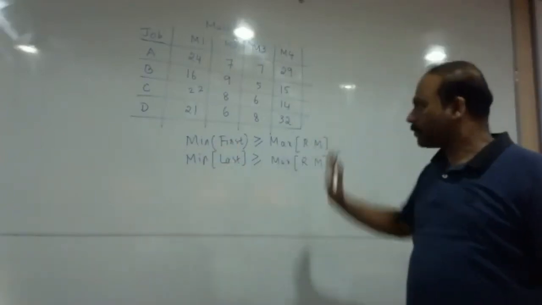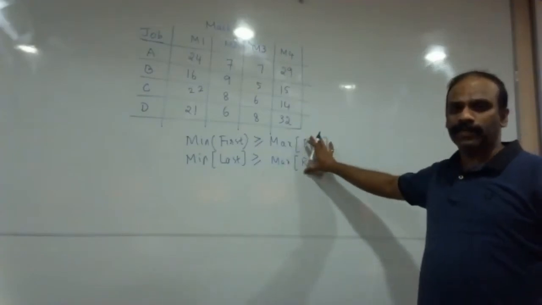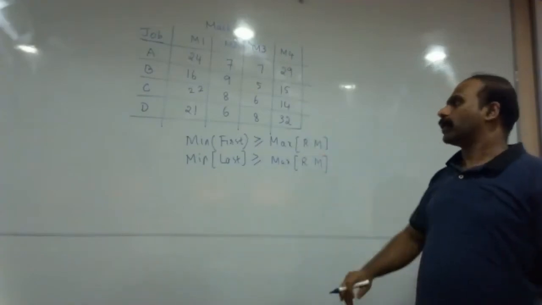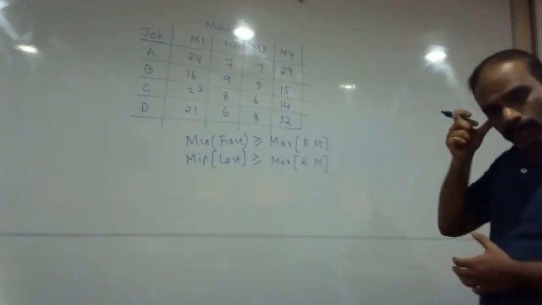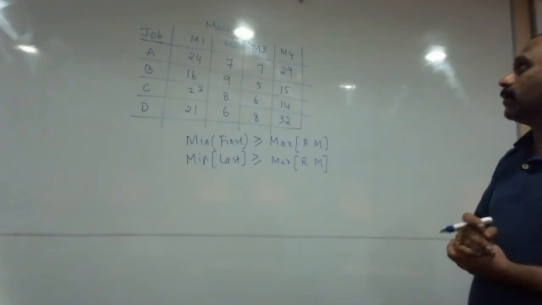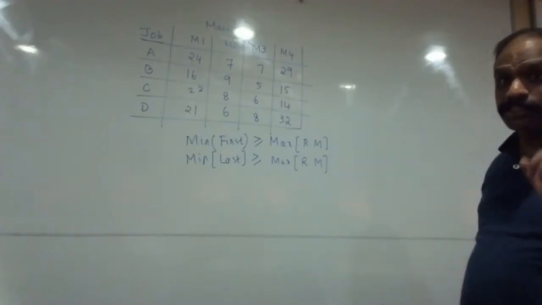Now let me see whether both the conditions are satisfied or not. Here, which is the first machine and which is the last machine? Machine A and B. No, A and B are not your machines, they are jobs.